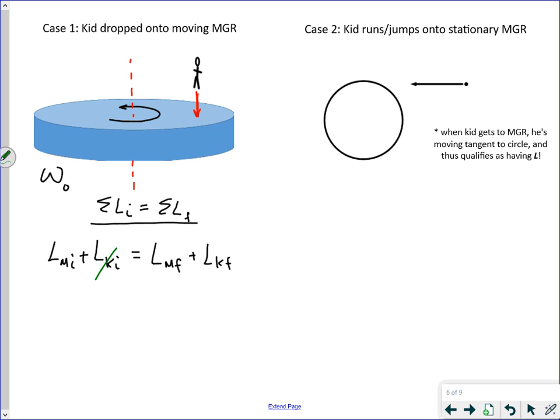That's a little hand wavy to say that. I mean, it's definitely true, but the angular momentum that the kid has, yeah, it's really relative. Yeah, it's relative to this axis. All right, so relative to this axis, the kid has 0 angular momentum. In the end, this is like a hit and stick.